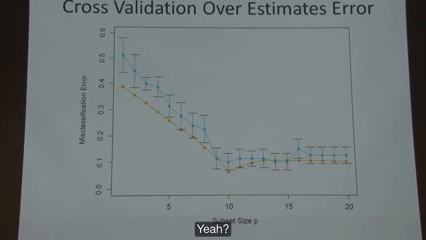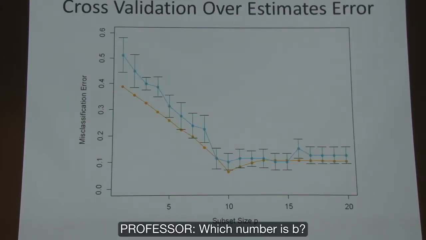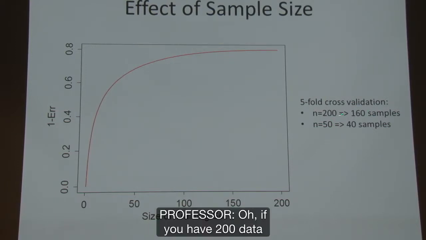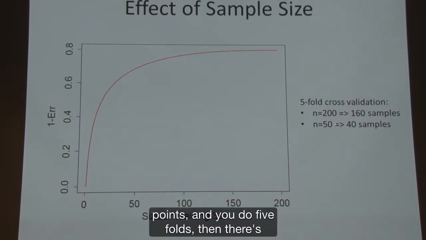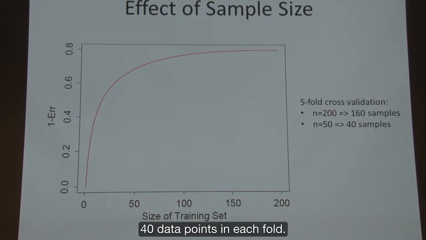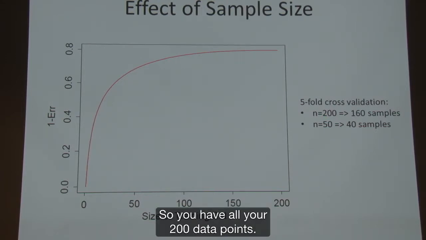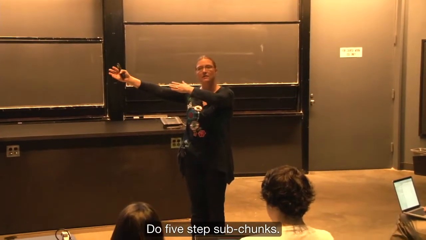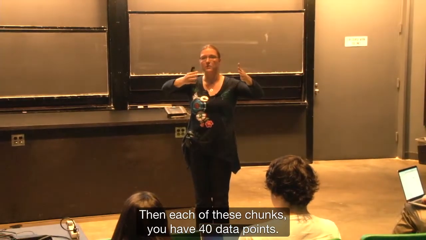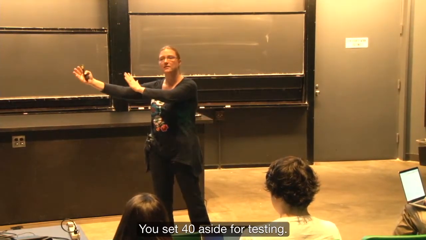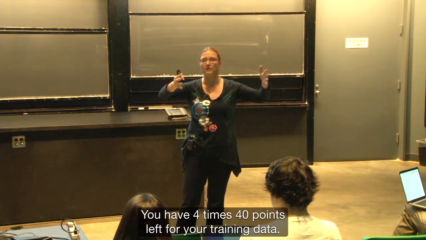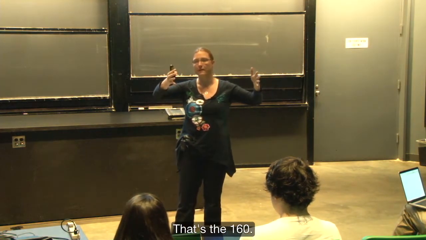Sorry, there was a question. Yeah? Which numbers? These? Oh, if you have 200 data points and you do 5 folds, then there's 40 data points in each fold. So you have all your 200 data points, right? Do 5 sub-chunks. Then in each of these chunks, you have 40 data points. You set 40 aside for testing. You have 4 times 40 points left for your training data. That's the 160. Yeah.